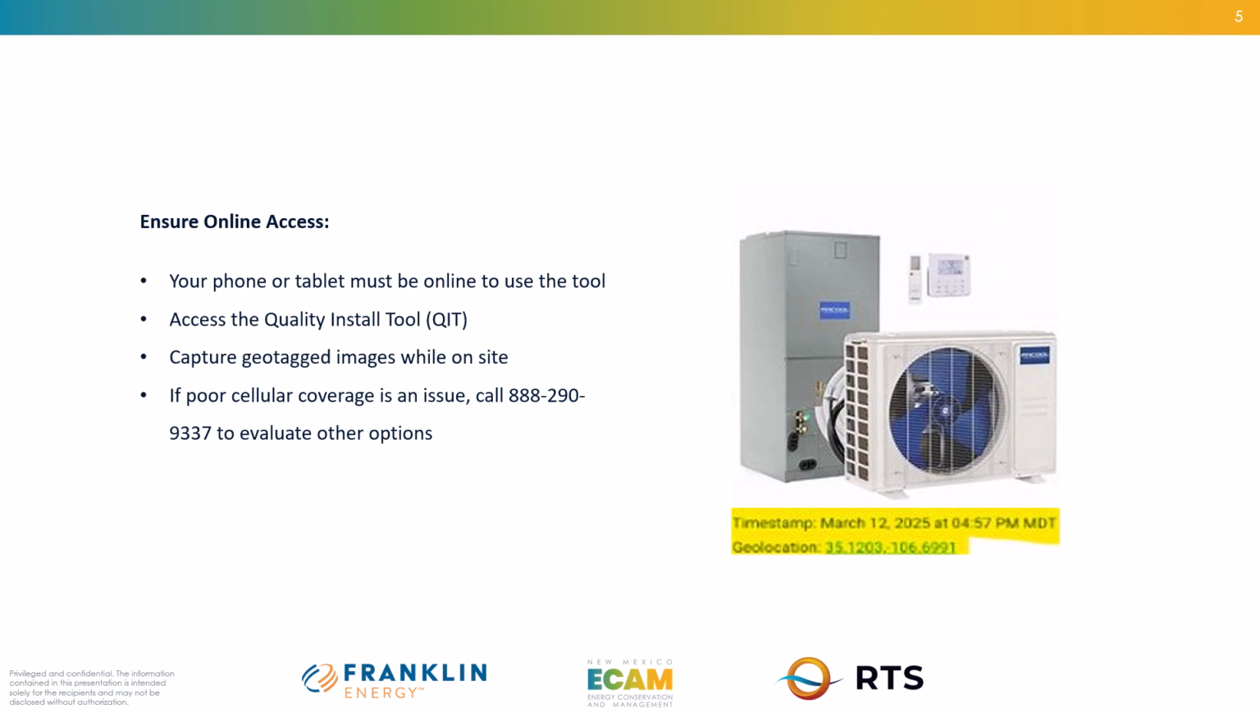Your phone or tablet must be online to use the Quality Install Tool. Access the saved Quality Install Tool from your device to test online connection. As you use the tool, you will capture geotagged images while on site. As you can see beneath the picture, a timestamp and geolocation is indicated. If poor cellular coverage is an issue, call 888-290-9337 to evaluate other options.